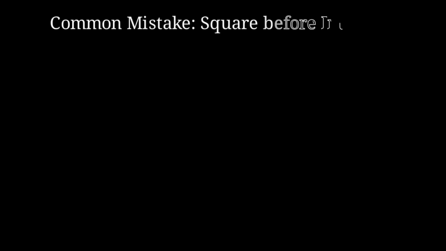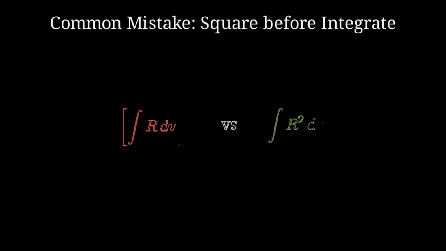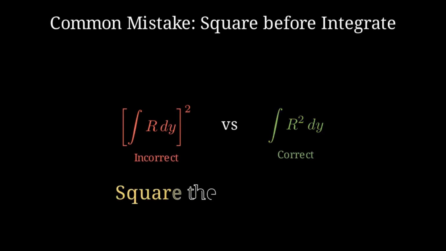Remember the order of operations. You must square the radius function before you find the antiderivative. Integrating the radius and then squaring the result will give you a completely different and incorrect value. Always expand or simplify the squared radius first.